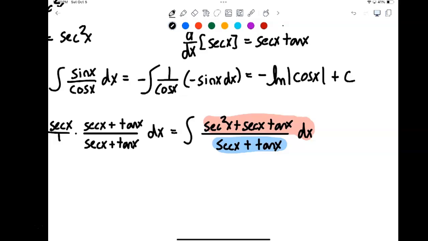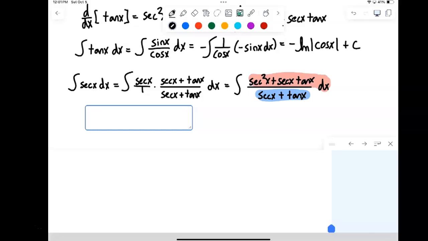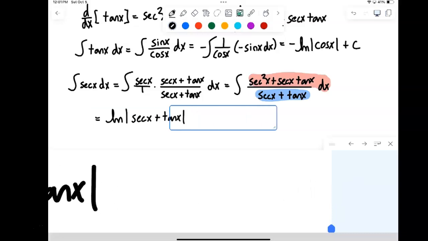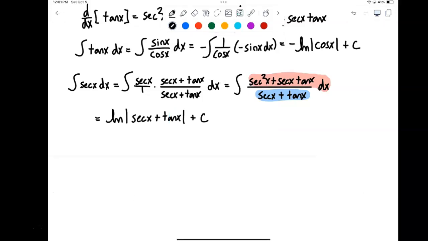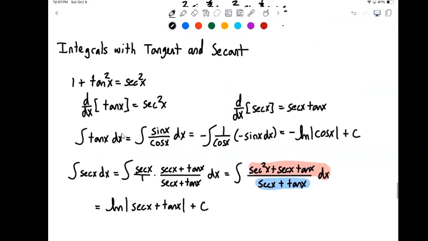And a similar thing works with cosecant. We get that this is the ln of the absolute value of the denominator there, secant x plus tangent x. It turns out the integral of secant is the ln of secant x plus tangent x. So these are our basic integral formulas that you need to be aware of, that we can use for working with our integrals involving tangent and secant.